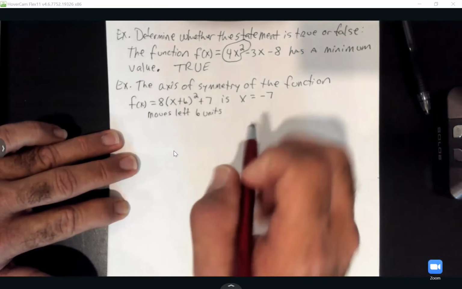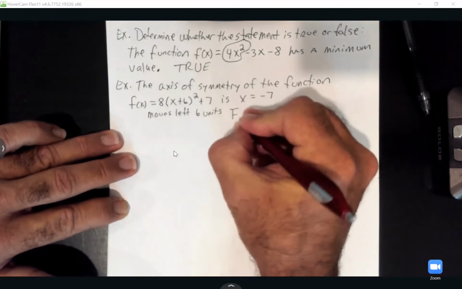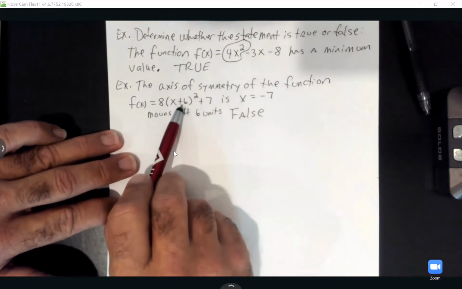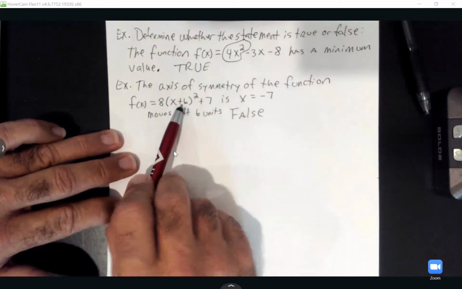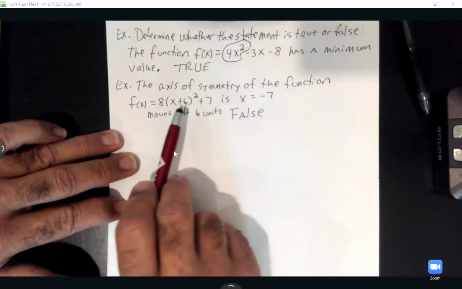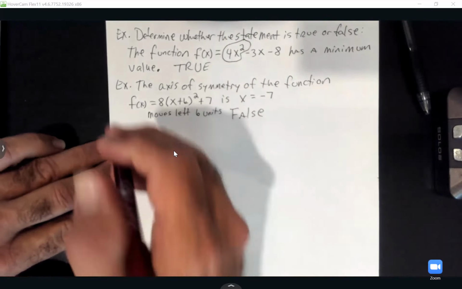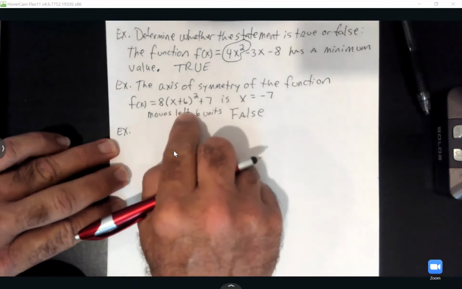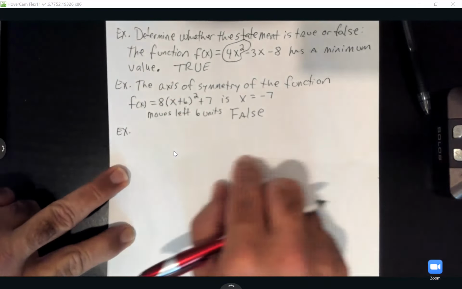So since it's only moving left 6 units, it would actually be x equals negative 6 versus x equals negative 7. So this one would actually be false. So you're going to focus on your parentheses. Now, if this would have said negative 6, I'd have put true. Okay. So this is sort of going back to the stuff we did yesterday, moving our graphs left and right.